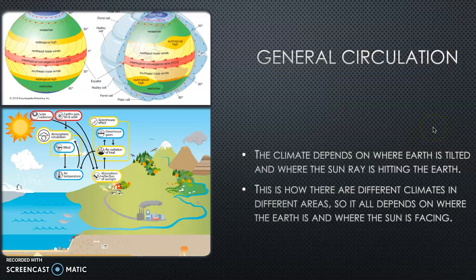And then general circulation. The climate depends on where Earth is tilted and where the sun's rays hit the Earth. This is how there are different climates in different areas, so it all depends on where the Earth is and where the sun is facing. So as you can see on these pictures, it depends on where the Earth is tilted.